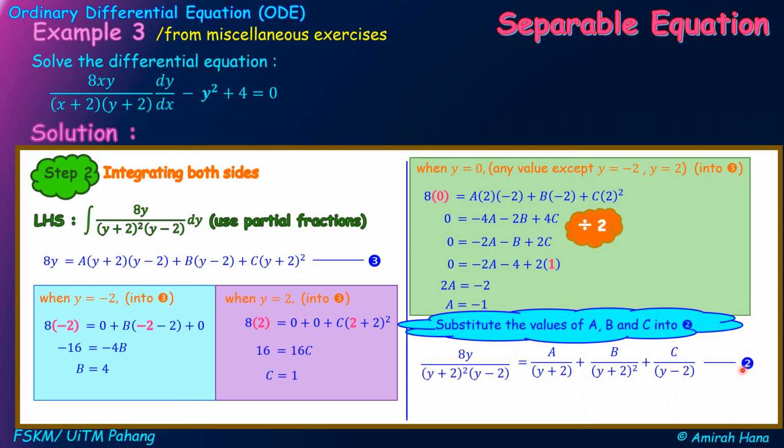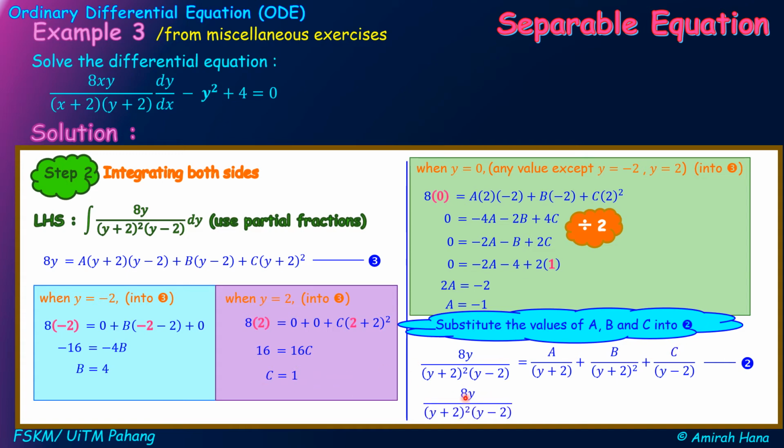Okay, equation 2 from the previous slide is 8y over (y plus 2) squared times (y minus 2) equals a over y plus 2, plus b over (y plus 2) squared, plus c over y minus 2. Now we replace a equals negative 1, b equals 4, and c equals 1.